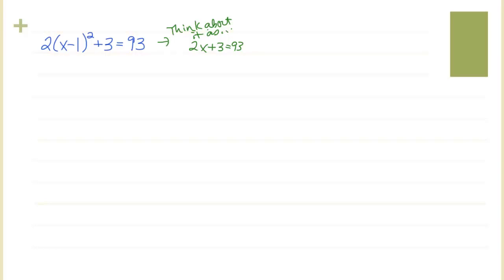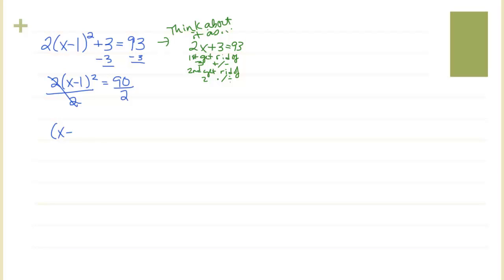If I give you that problem, there's not a person that I know in any of my math classes that doesn't know first I'm going to get rid of the 3 and then I'm going to get rid of the 2. Same steps here to get the squared term alone. We're going to get rid of the 3 first. So we get 2 times x minus 1 squared equals 90. Now we get rid of the 2, same way we always got rid of something that's been multiplied. We divide. So we've got x minus 1 squared equals 45.